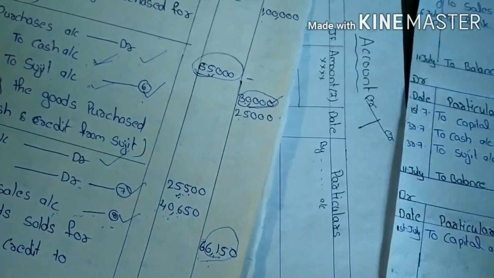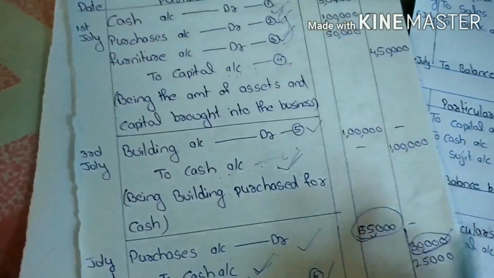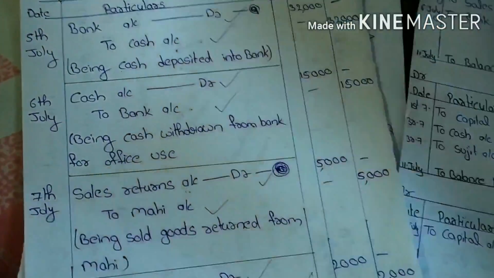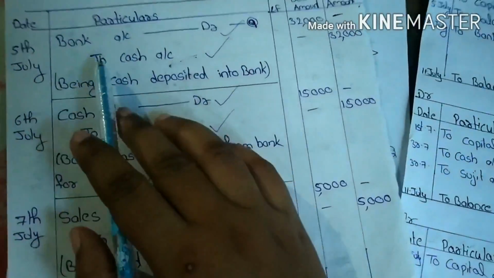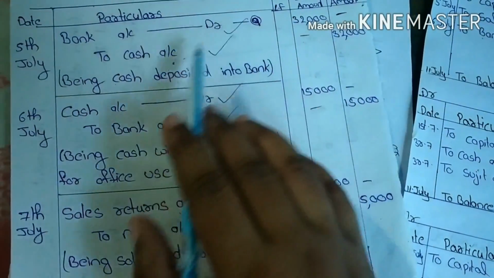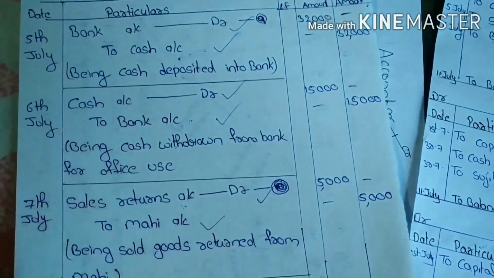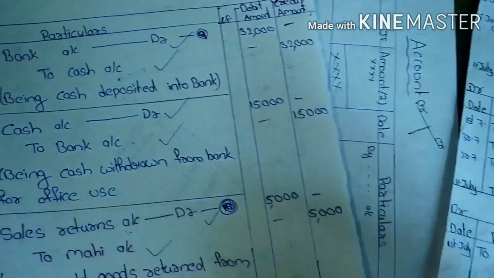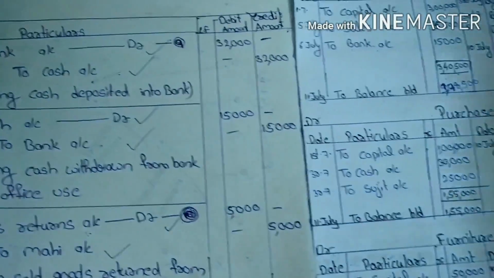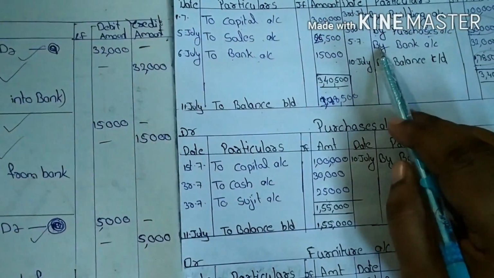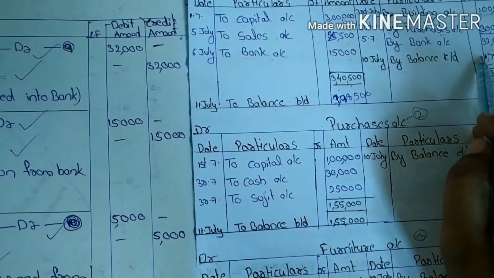So this page should be completed, right? Next, go to the another page. On 5th July, bank account debtor to cash account. So here cash account is on credit side, right? So on credit, you have to mention by bank 32,000.